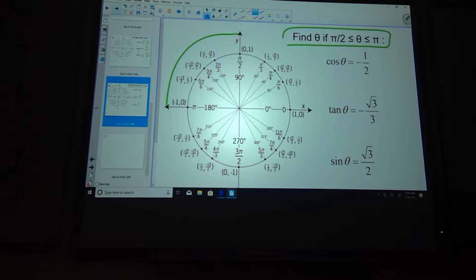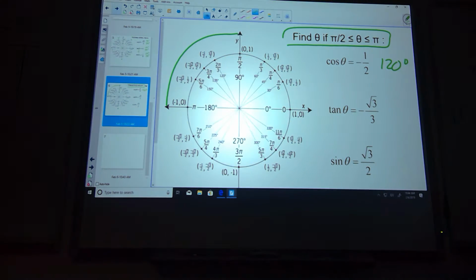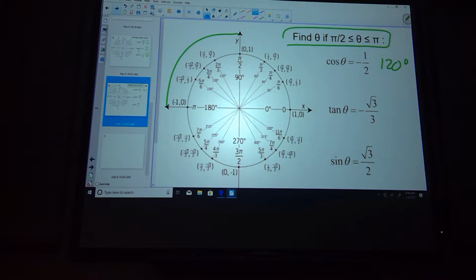Can cosine be negative in the second quadrant? Yes. Sine's positive, so cosine's negative. Cosine is x or y? X. Where's my -1/2 x value? 120. Find these on the circle.